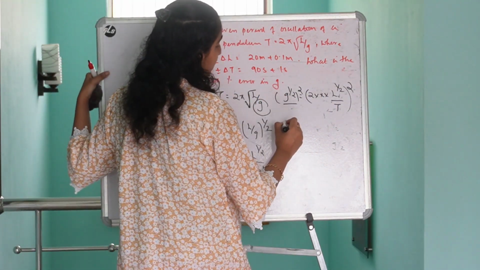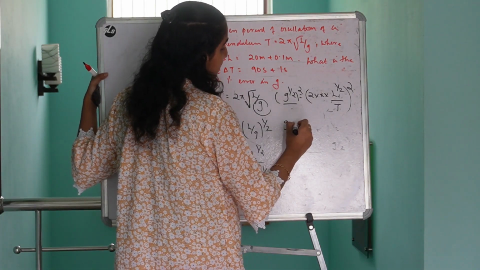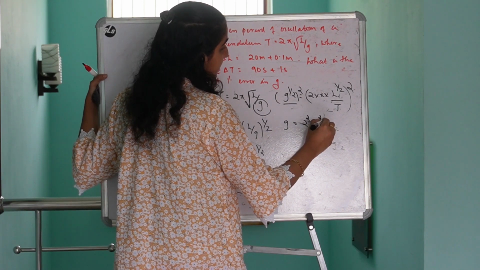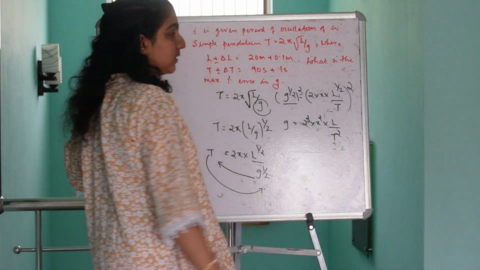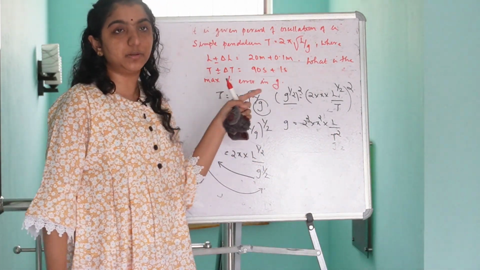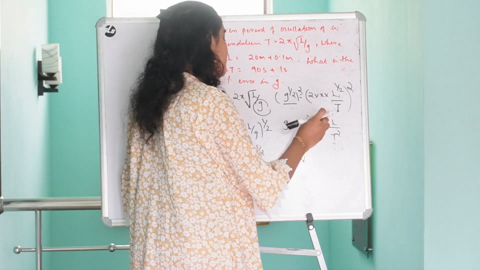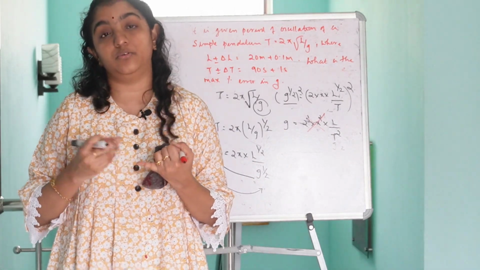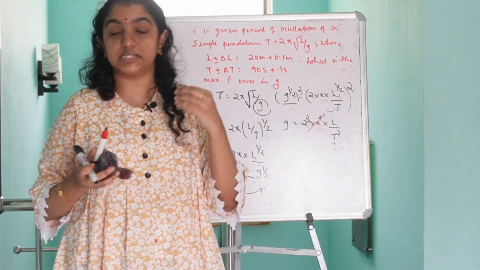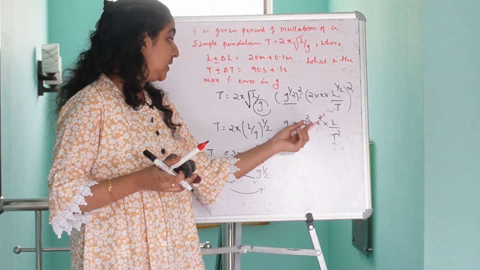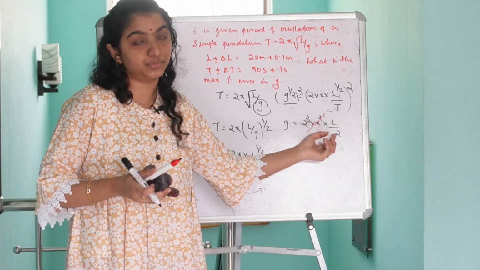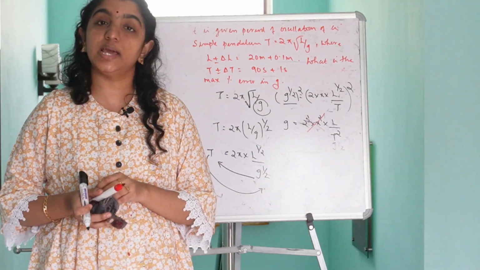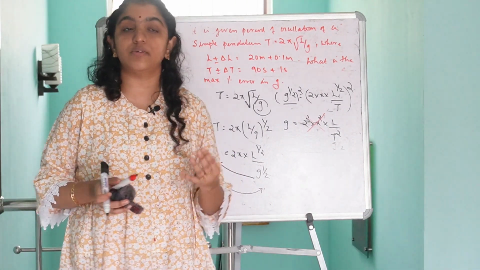So we know G power half the whole square is equal to G, and here you will get 2 square into pi square into L divided by T square. Since here you are asked to find the maximum percentage error, there is no need of considering constants. If you are asked to find the measurement of G, then you have to consider these two constants, and you have to find the absolute error in G.